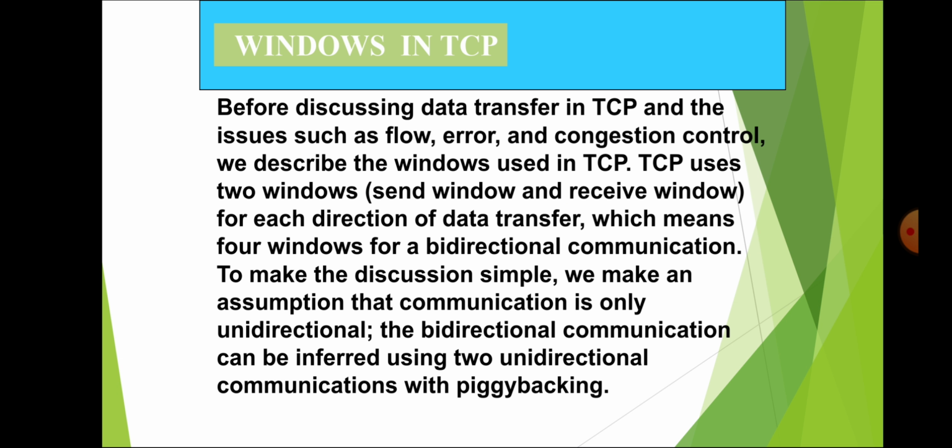Before discussing data transfer in TCP and issues such as flow, error and congestion control, we describe the windows used in TCP. TCP uses two windows, a send window and a receive window, for each direction of the data transfer, which means four windows for bidirectional communication. To make the discussion simple, we assume that communication is only unidirectional, and bidirectional communication can be inferred using two unidirectional communications with piggybacking. I hope you don't understand anything yet.